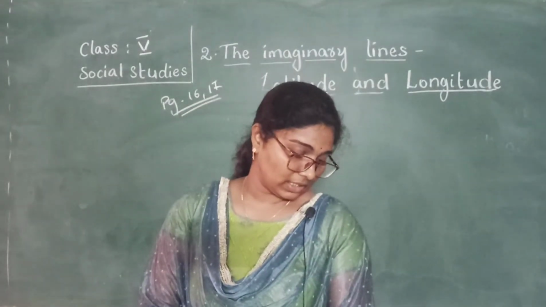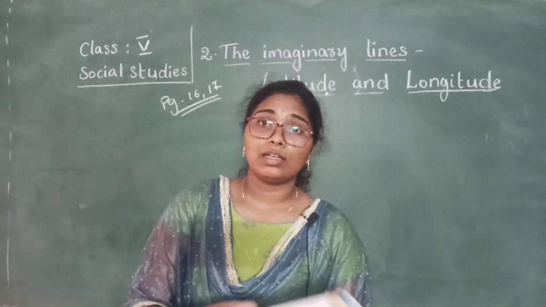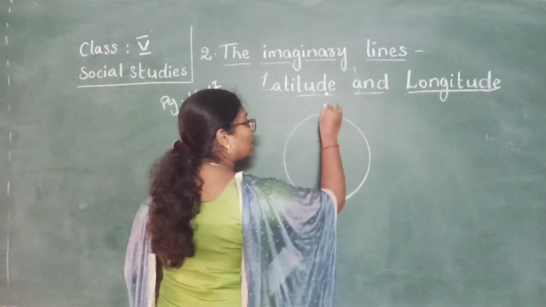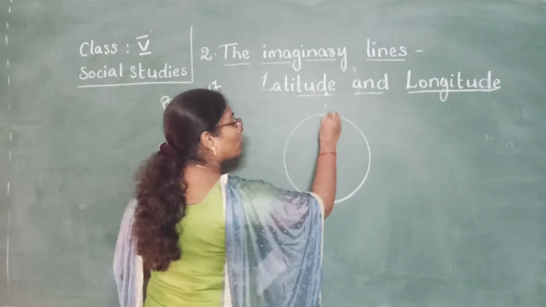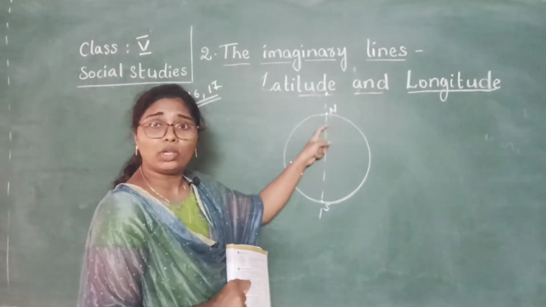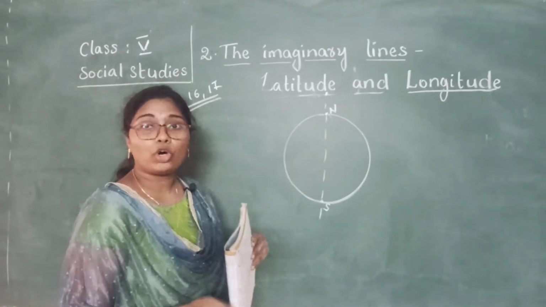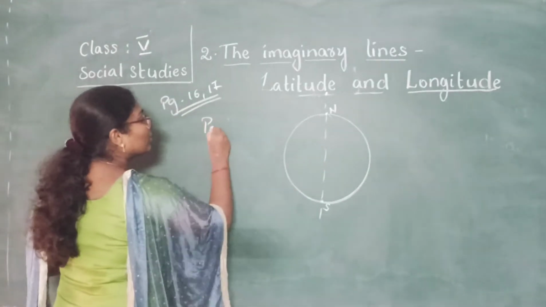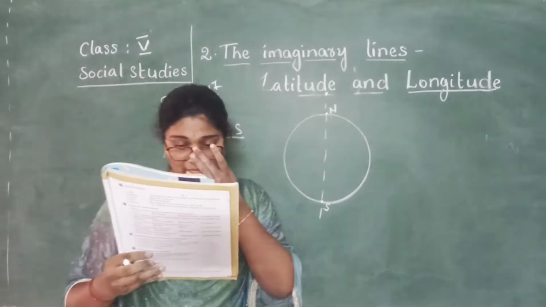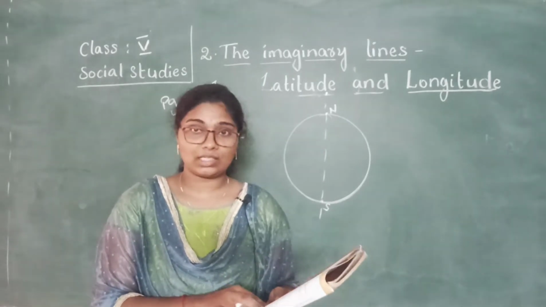Fill in the blanks, Nana. The two end points of the axis of the earth are called dash. So if this is the earth and this is the axis, what are these two end points known as? This is North Pole and this is South Pole. What do you call these two end points? Poles. Right.